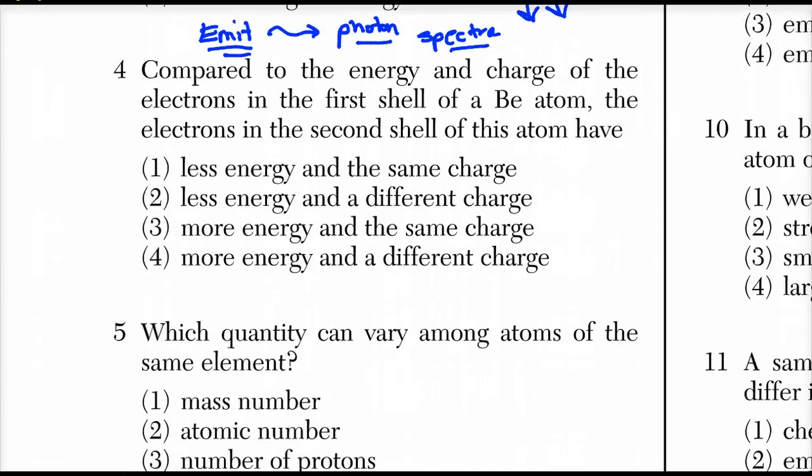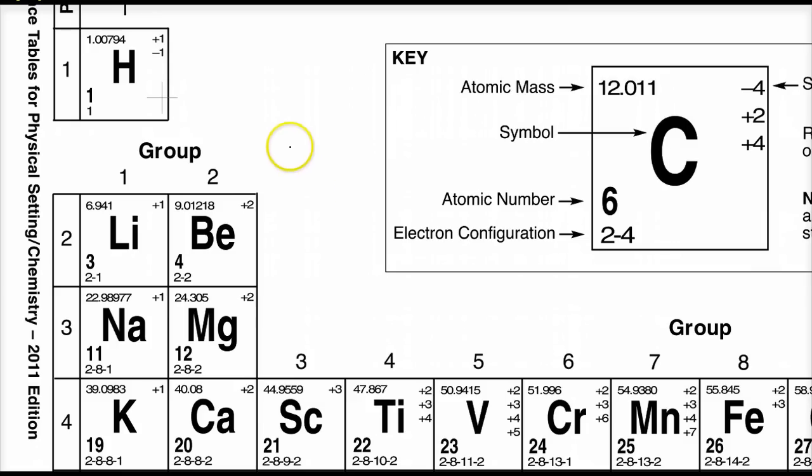Compared to the energy and charge of the electrons in the first shell of a beryllium atom, the electrons in the second shell of this atom have... Well, okay, let's look at what beryllium is in terms of its electron configuration. I'm looking at the reference table given to you for the Regents, the one you've been working with probably all year, and its configuration is 2-2.